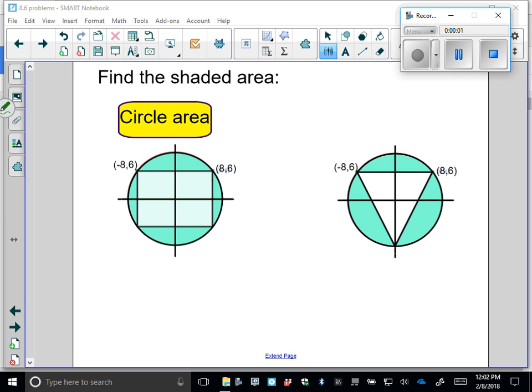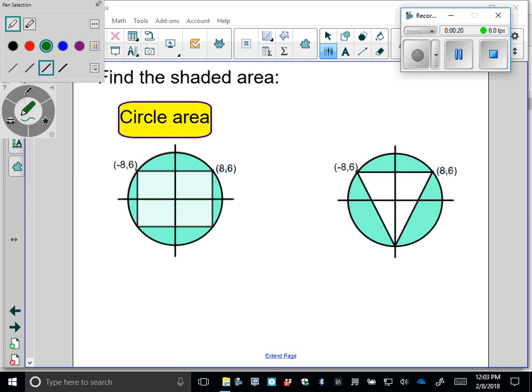A lesson on using circle area to find shaded area regions. And here are two examples of problems that we're going to look at. So in each of these examples, you have the axes, which this is the y-axis and the x-axis. And same thing over here, x and y.